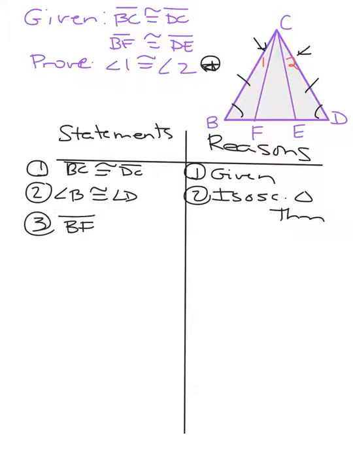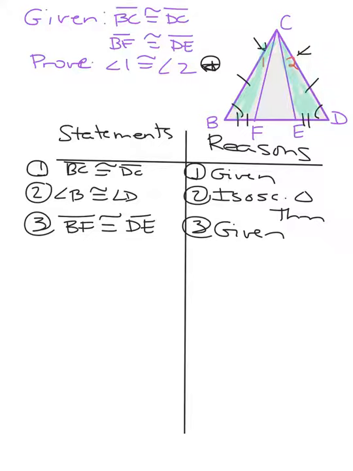Next given statement is segment BF is congruent to segment DE, and that's given. Now again, I'll mark my diagram, so I have a segment down here, segment down there that are congruent. Now again, my goal was to show congruency on this outside triangle, so I'm going to color them so I can see what I'm looking at.